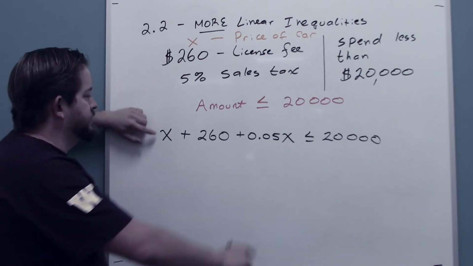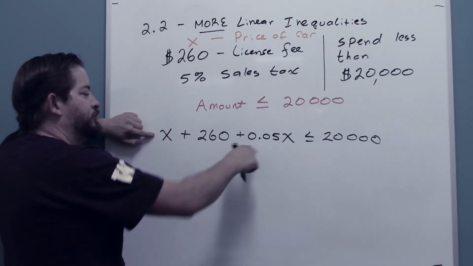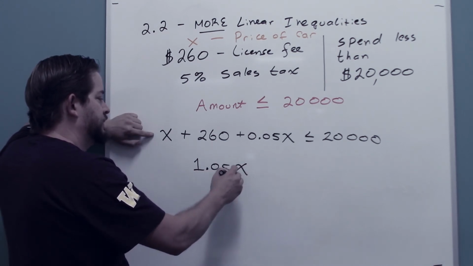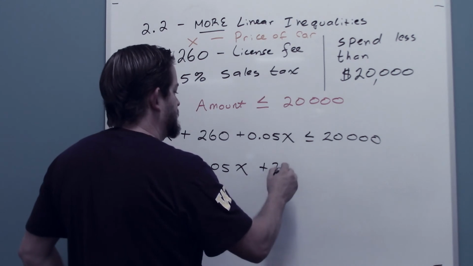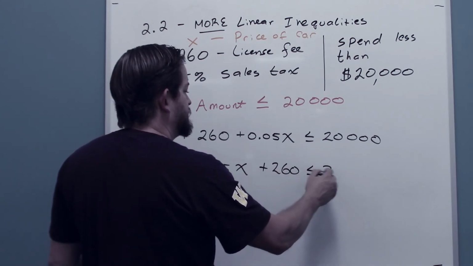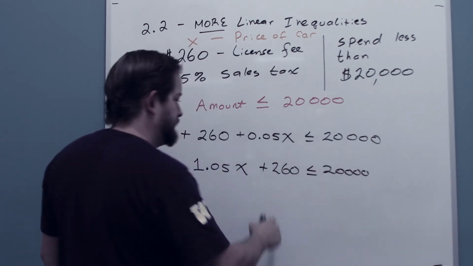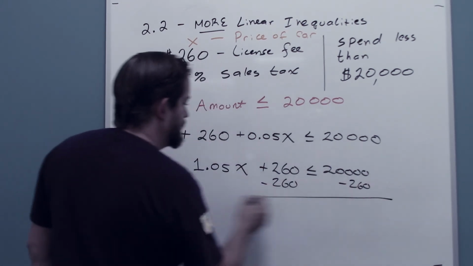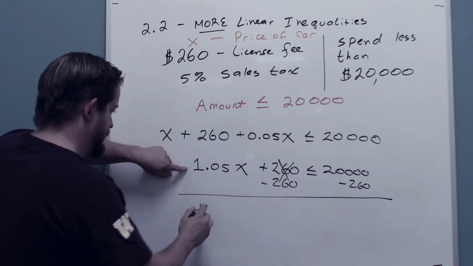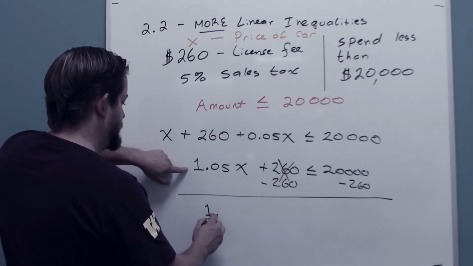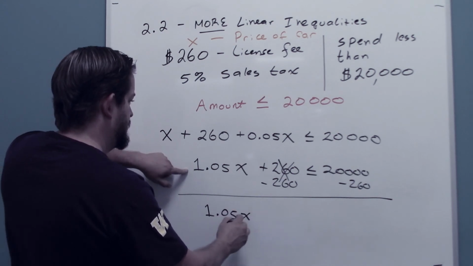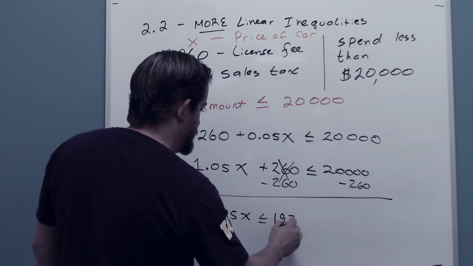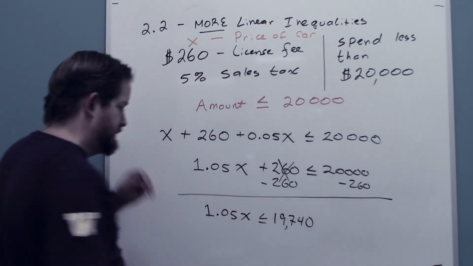So I can combine these. This is 1x plus 0.05x. I'm going to end up with 1.05x plus that 260 needs to be less than or equal to 20,000. Right? Subtract off the 260 to get it to the other side. That leaves me with 1.05x, and not a lot of room on my board, is less than or equal to 19,740. Okay.